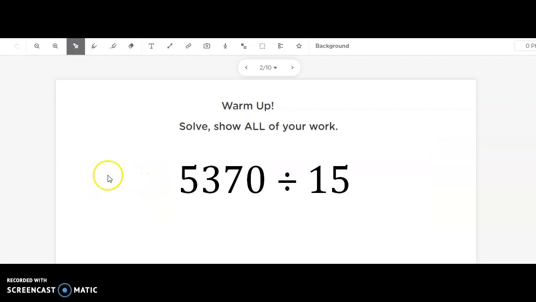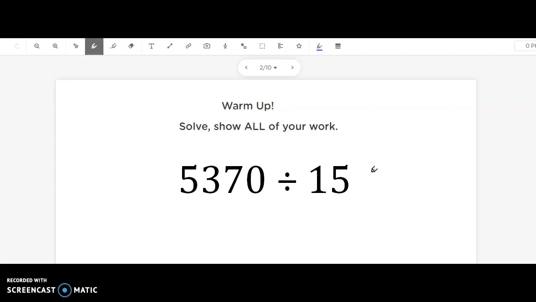All right, boys and girls, let's take a look at this second warm-up problem for today's lesson. It says to solve, show all of your work. Let me grab the tools here. So we've got 5,370 divided by 15. This is a long division problem.